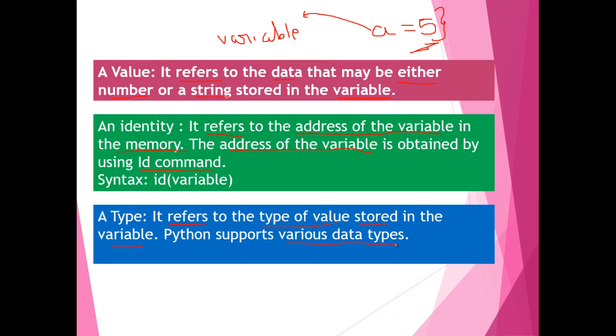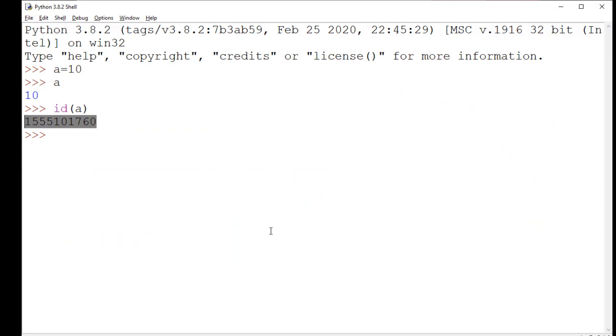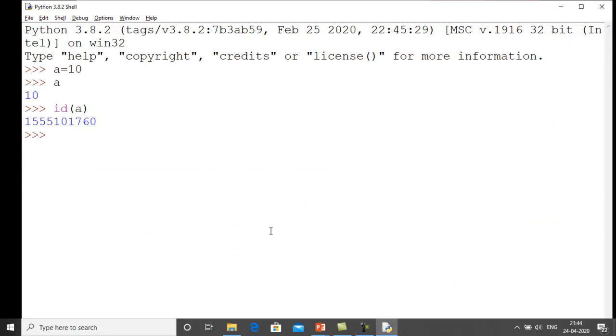So let me see what is basically the type. Type basically specifies the type of the value that is stored in the variable. Over here we have written a is equal to 10. What kind of information are we getting from this? When I write a, I get the value present in a, the value that is referred by a. When I write id of a, we get the address of the location where 10 is stored, and a refers to that location.